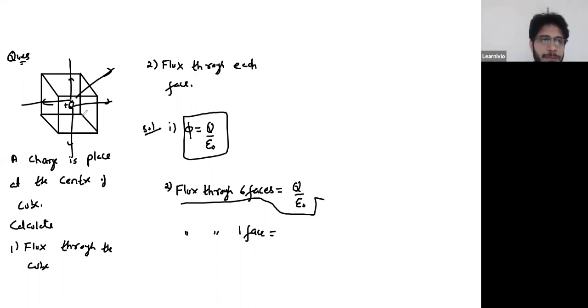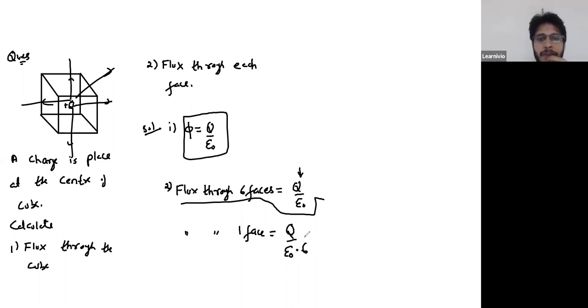Equal flux is passing through all phases. So through all 6 phases, the flux which is passing is Q by epsilon naught. Altogether, through these 6 phases, the flux which is passing is Q by epsilon naught. So through one phase, the flux should be Q by epsilon naught by 6, right?